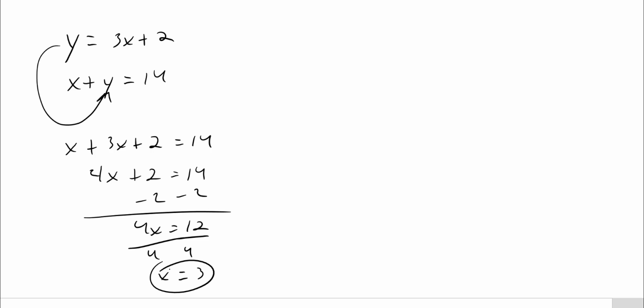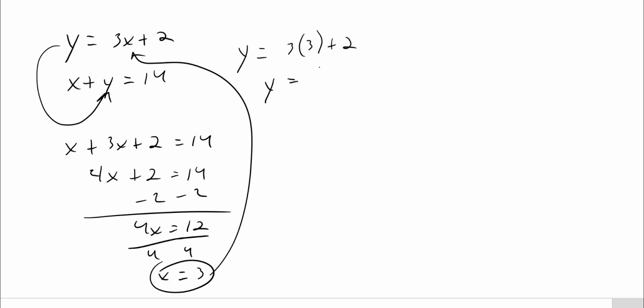Okay, and then of course you take that and plug it back into the original problem, and so you get y is equal to 3 times 3 plus 2, so y is equal to 9 plus 2, which is 11. So my answer to this problem is 3 comma 11. Okay, it's pretty easy. So real quickly, I'm just going to do this other one here.